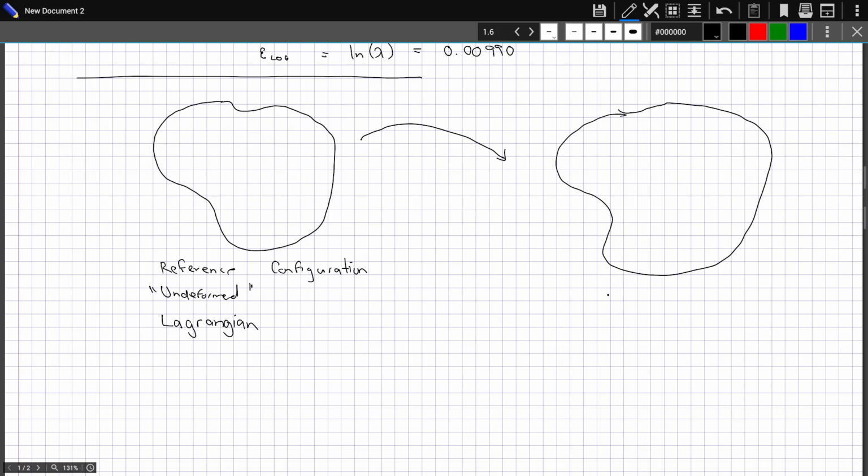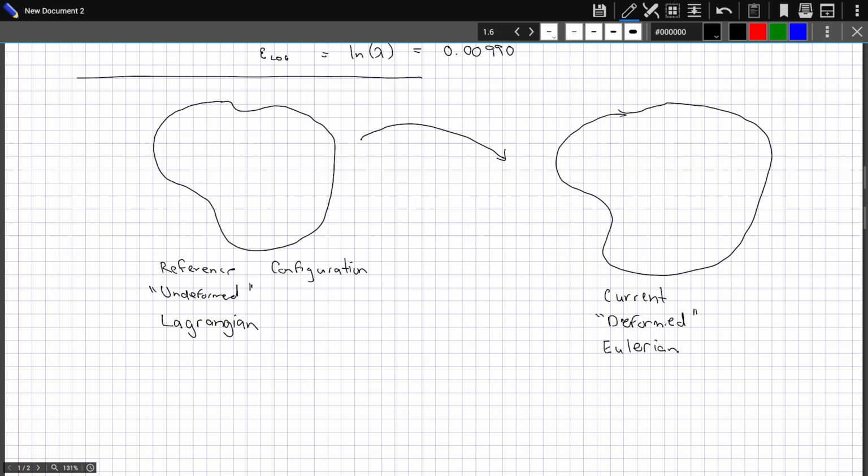And then here we'll call this the current or the deformed or the Eulerian. And of course, Lagrangian comes from Lagrange, and Eulerian comes from Euler. Right? It's named after people.